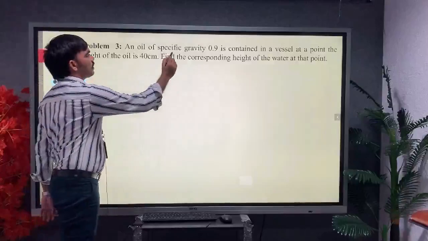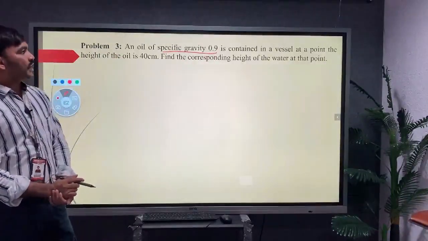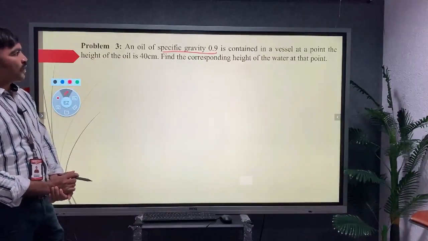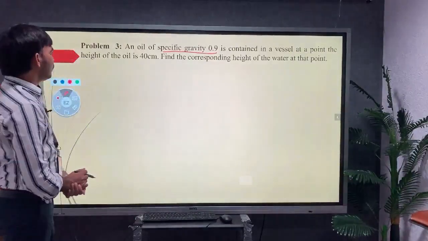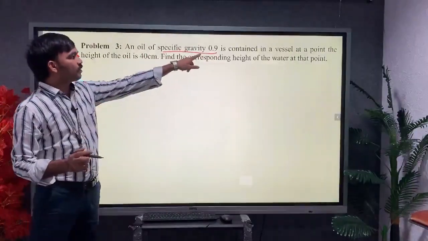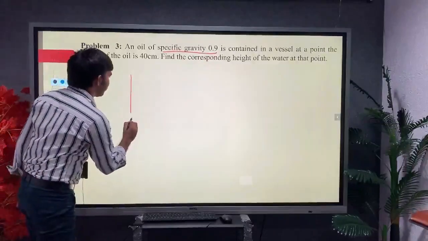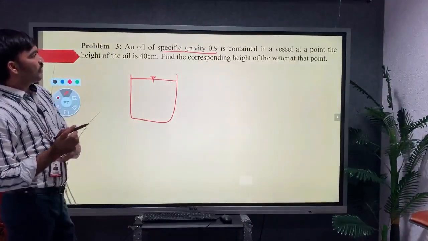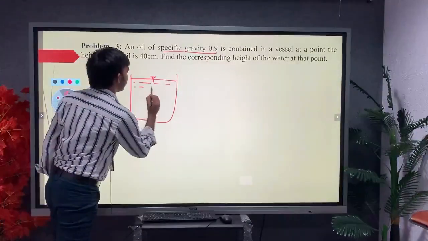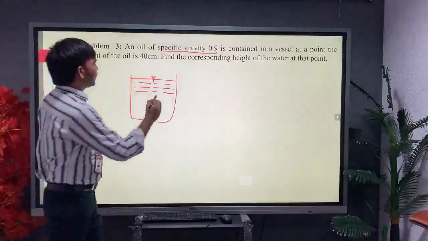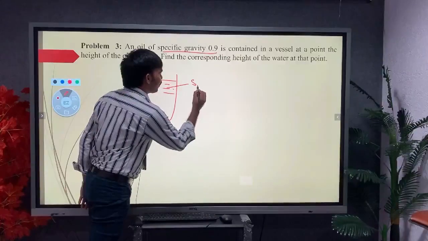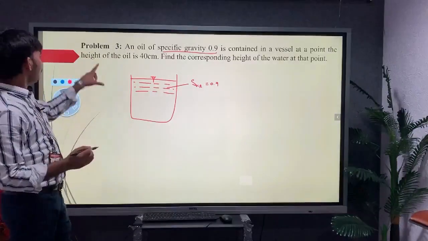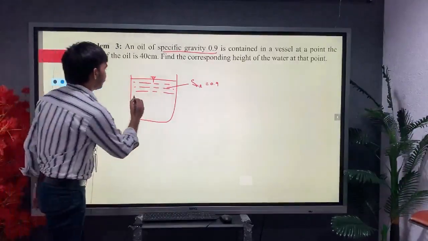So the problem is: an oil of specific gravity 0.9 is contained in a vessel. At a point, the height of the oil is 40 centimeters. Find the corresponding height of the water at that point. So there is a vessel, and it contains an oil with a specific gravity of 0.9. The height of the oil is 40 centimeters.